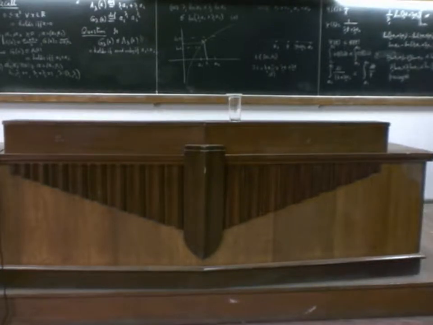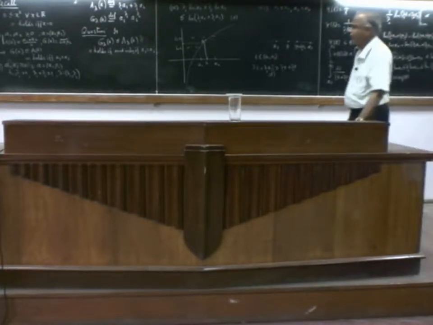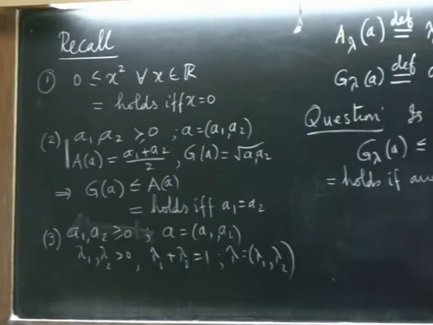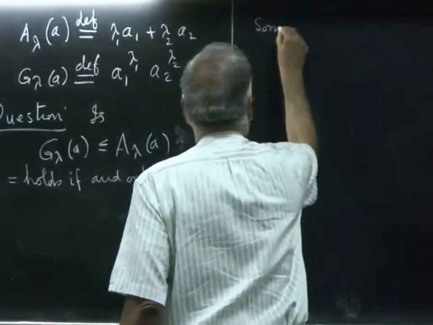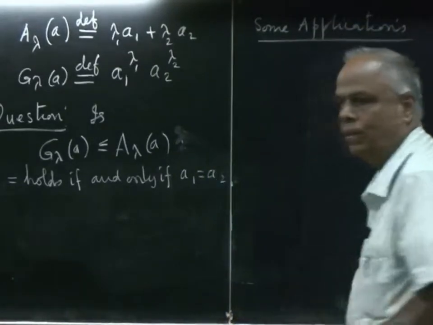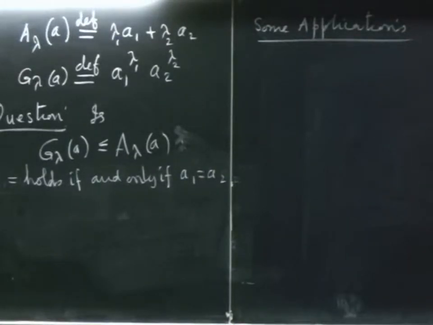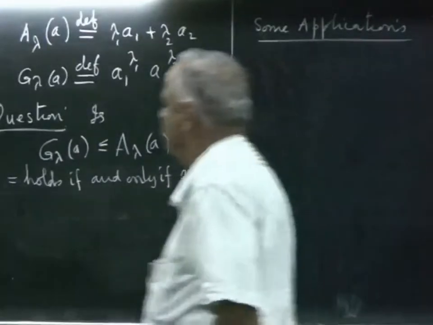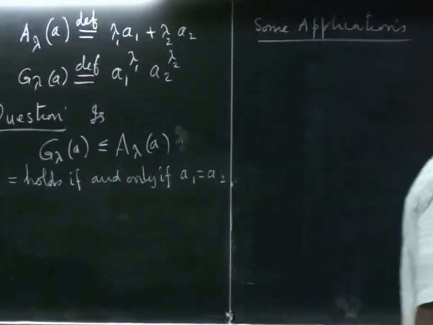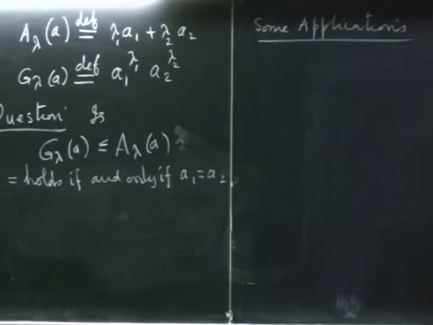But let us now use these two simple means to get some standard inequalities which are useful in analysis. So, we will now look at some applications of these arithmetic geometric mean inequalities. First we will apply the standard arithmetic mean geometric mean, that is without the weights. So, this is 2, this is 3. First let us apply 2, the standard arithmetic mean geometric mean. I will carry on in simple steps before we reach there.